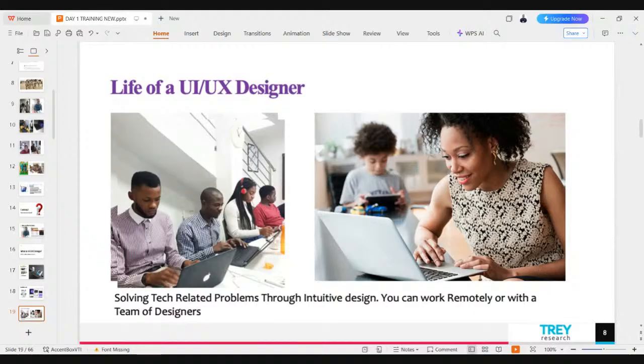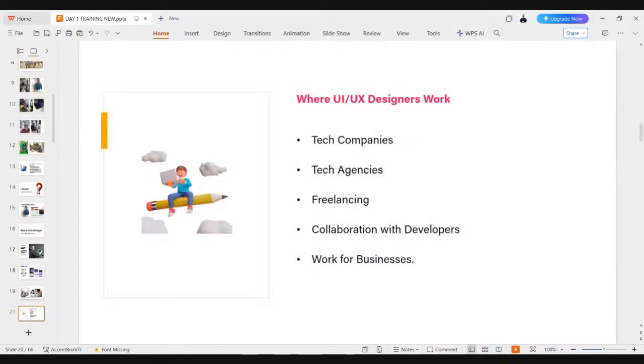So you can choose the option of working from home if you want, or working on site. These are the two options you have when you are into tech, whether as a designer or any tech. Where can you work? Where do UI designers work? There are lots of opportunities for you as a designer. Some person might say, the space is competitive. Life is competitive.